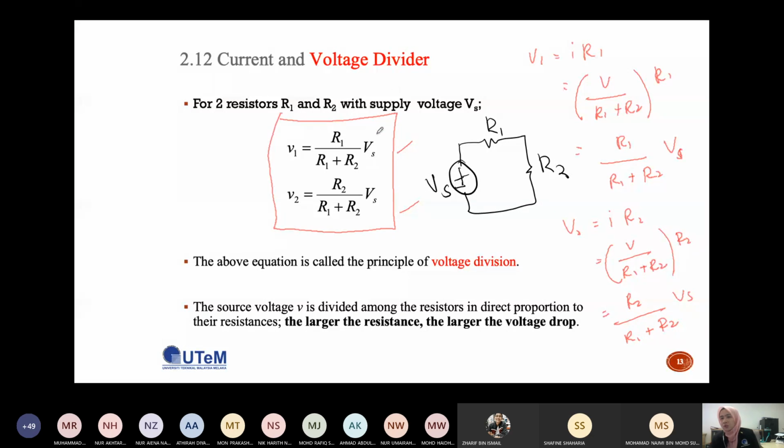Actually it is quite easy to remember. For example, if you want to calculate V1, R1 must be on top, divided by the resistors that you have. Here you have R1 and R2, so R1 plus R2, then you just multiply with Vs. Same for V2: you get the value of R2, divide by R1 plus R2, and multiply with Vs. This is what we call the voltage divider.